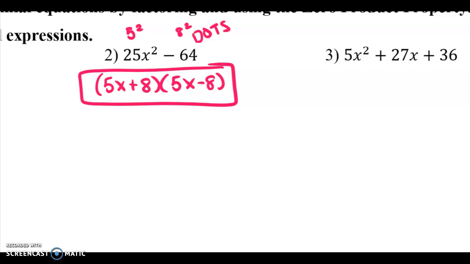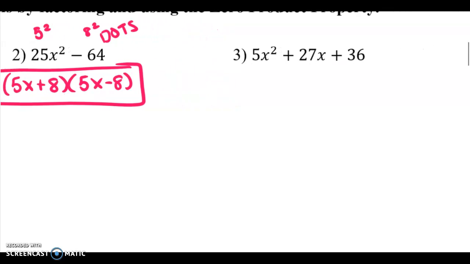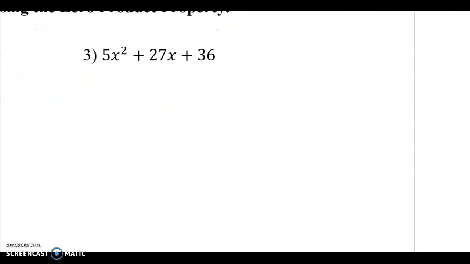There we go. All right, looking at the next one, once again, I have that leading coefficient and I don't have a GCF, so I'm going to have to use the British method. So multiply the first times the last, so 5 times 36 gives me 180. So I need two numbers that multiply to 180 and add to 27. So that's going to be 12 and 15, both positive.